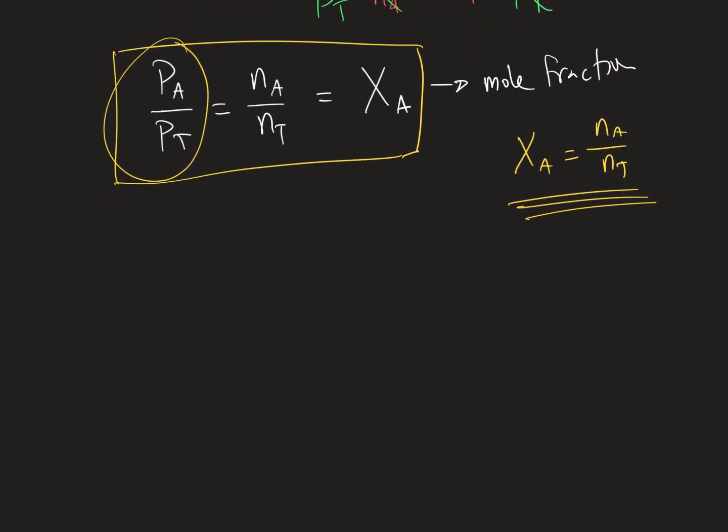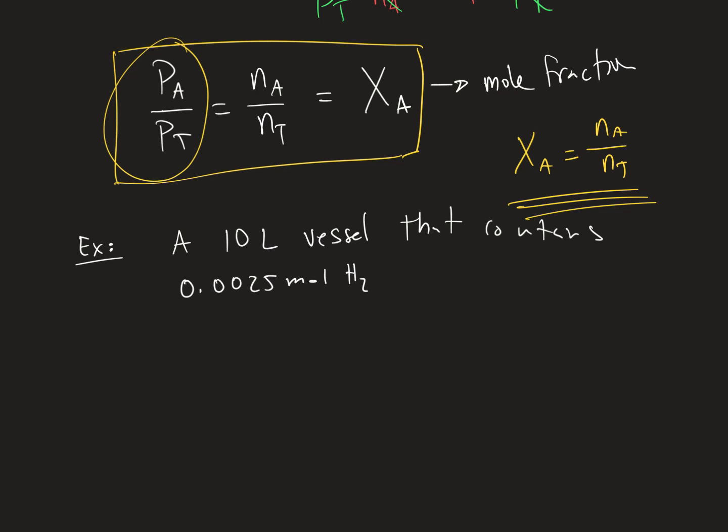Okay, let's do an example of how this might be used. We have a 10-liter vessel that contains 0.0025 moles of hydrogen gas and 0.001 moles of helium and 0.0003 moles of neon at a temperature of 35 degrees Celsius. We want to know what the partial pressure of each gas is.